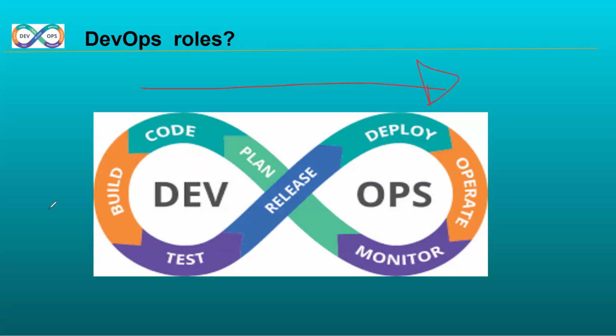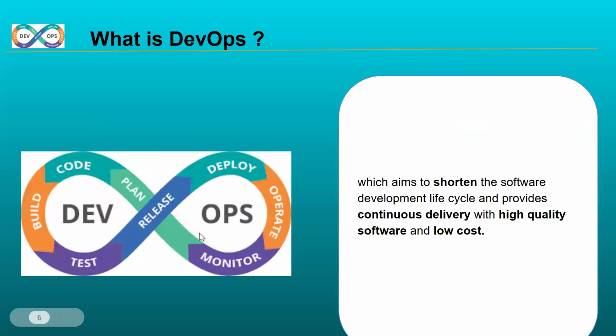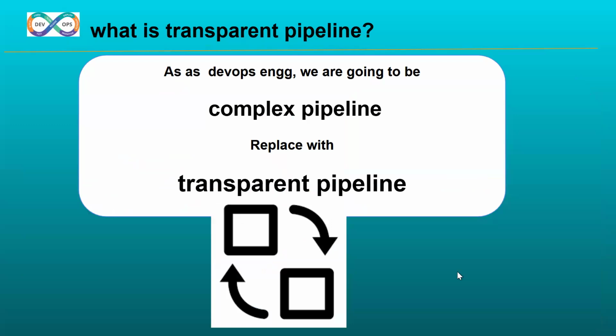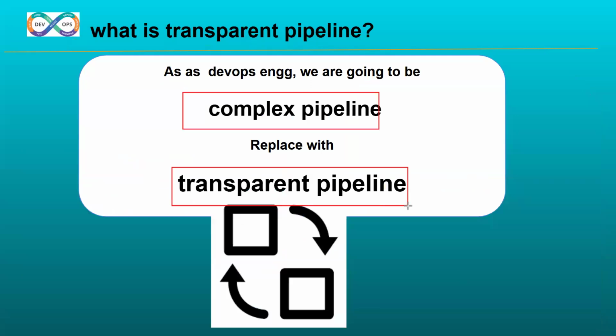While implementing this automated process, we are following some set of rules and methodologies. For example, whatever lines of code are written by the developer, we make working software and deliver it into the production environment within the shortest time, with high quality and low cost. That is exactly our DevOps transparent pipeline. As a DevOps engineer, we are going to replace the complex pipeline with a transparent pipeline.